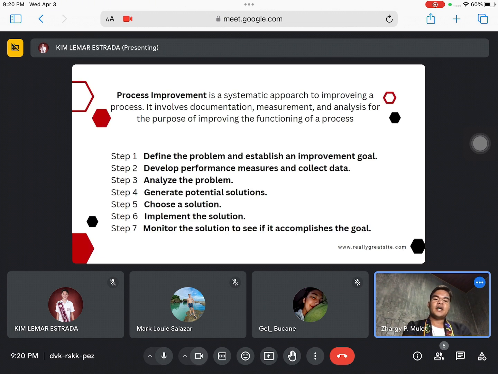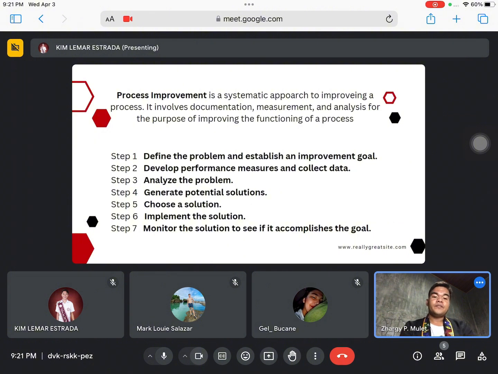Next is process improvement. It's a systematic approach of improving a process. It involves documentation, measurement, and analysis for the purpose of improving the function of a process. This refers to the practice of finding ways to make an existing process faster, more accurate, more efficient, and more reliable. It is also designed to continually identify, analyze, and fix constraints, challenges, and opportunities in business processes.